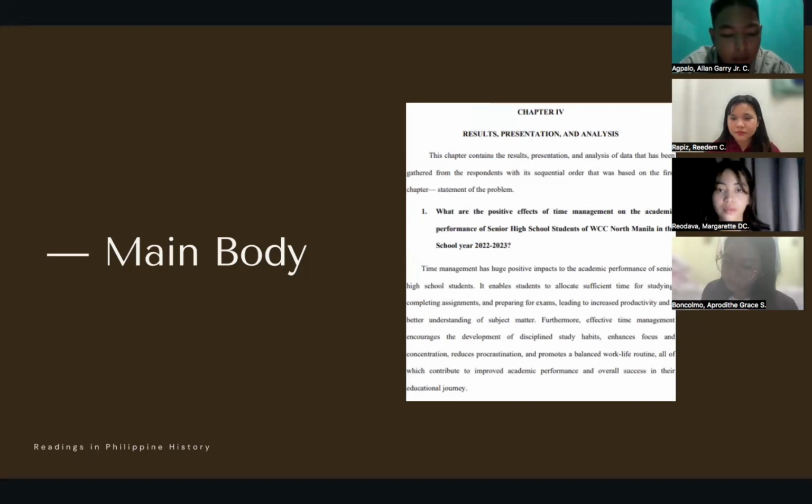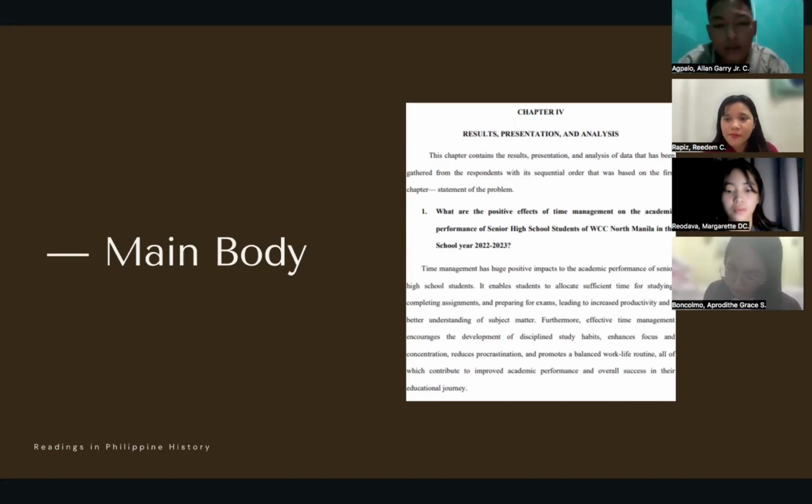So for the next one, ang main body. Sa main body naman, dito natin linalagay yung question and dito na din natin siya sinasagot. So sa main body, katulad ng mga sinabi ko sa introduction, di ba meron tayong mga statement of the problem. Dito natin ilalagay yung mga sagot natin doon. And dito din natin i-explain lahat bago tayo magkaroon ng conclusion.